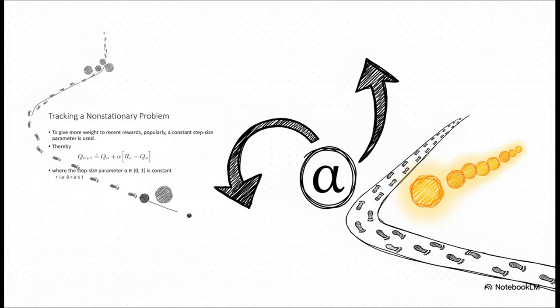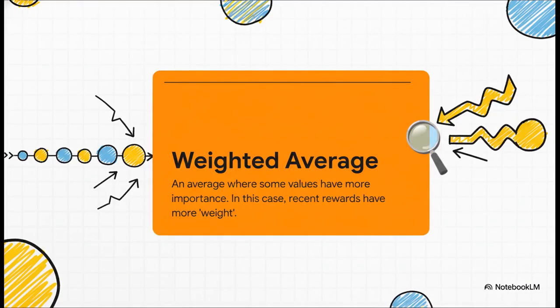The fix is brilliantly simple. We just replace that shrinking 1 over n with a constant value, which we call alpha. By keeping the step size constant, we're telling the agent to never stop learning and to always pay attention to recent experiences. What this constant step size really does is it turns our simple average into a weighted average. Instead of every past experience having the exact same importance, this method gives more weight, more influence to the things that just happened. Old, outdated information from a long time ago matters a lot less, and that's exactly what you want when the world itself is changing.